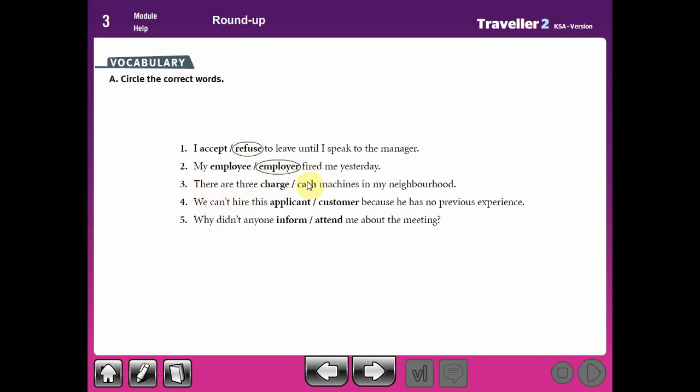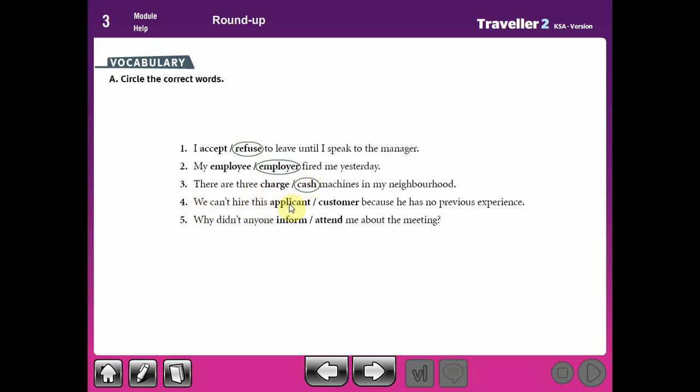There are three charge or cash machines in my neighborhood. Neighborhood means the place where I live, my district, right? So can we say a charge machine or cash machine? Which one means the ATM? That's very good, the cash machine.